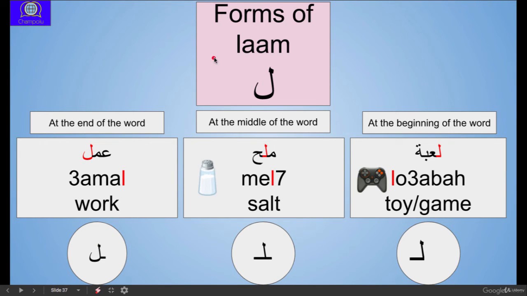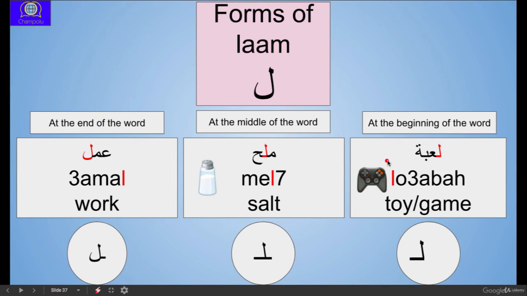Moving on to the letter lam, which roughly corresponds to the sound of the letter L in English, you'll find that it takes a number of different shapes. So this is the shape it takes when it's separate, and this is the initial form, this is the medial form, and this is the final form.